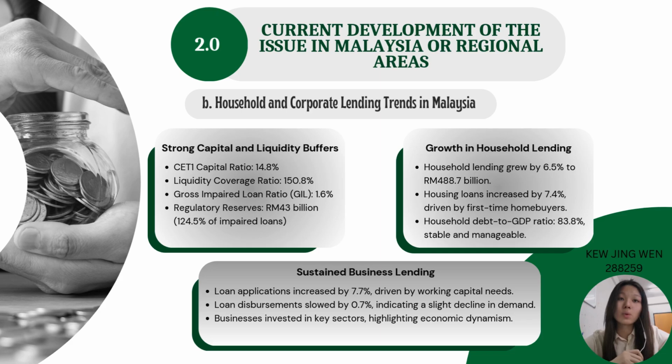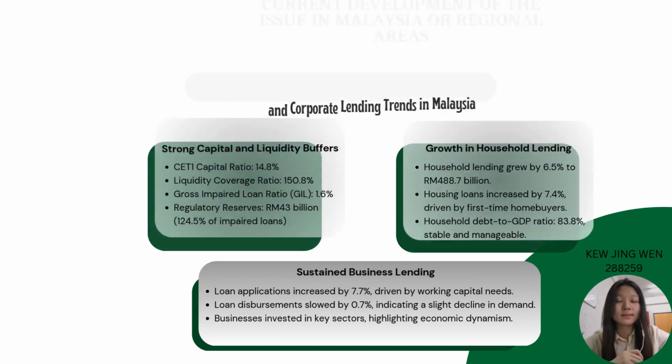Household lending grew steadily by 6.5%, with housing loans leading the charge, reflecting strong demand among first-time buyers. Despite the rise, the household debt to GDP ratio held steady at 83.8%, showcasing alignment with income growth. In the business sector, loan applications grew by 7.7%, reflecting strong demand for working capital and investments. However, disbursements show a slight decline, suggesting more cautious credit uptake. In summary, both household and corporate lending trends show balanced growth, ensuring sustainable economic support while mitigating financial risks.